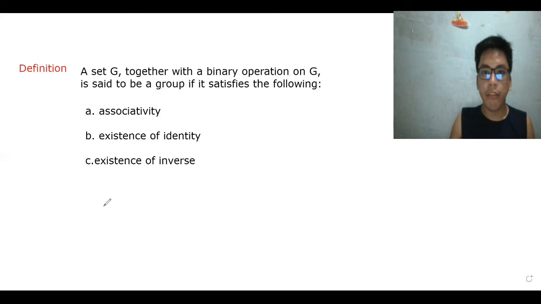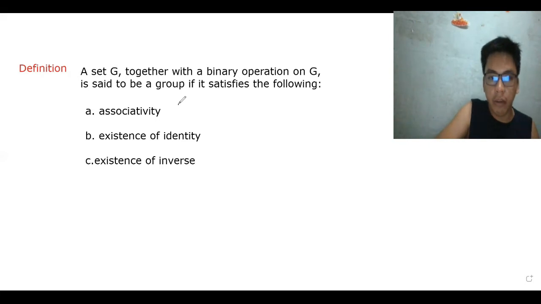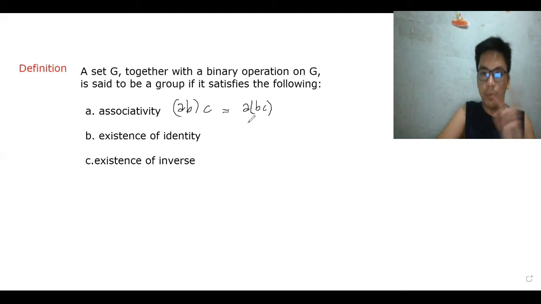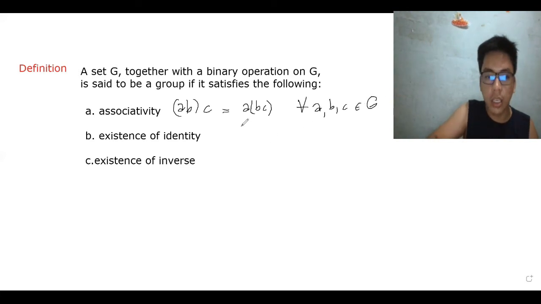So let's start with a formal abstract discussion of a group. A set G, together with a binary operation on G, is said to be a group if it satisfies the following properties. First is associativity. That means this expression is equivalent to this one, so you can regroup, sort of. That will hold for all the elements in G.